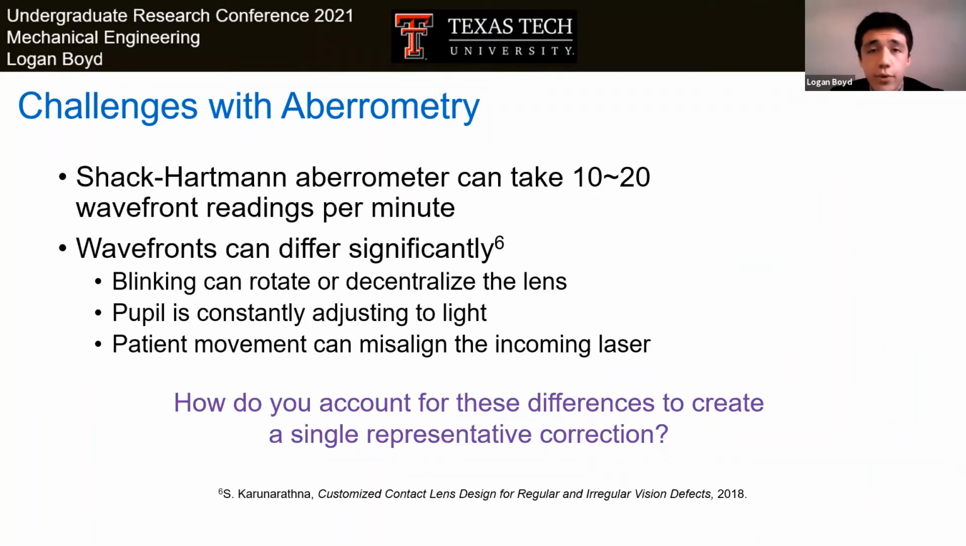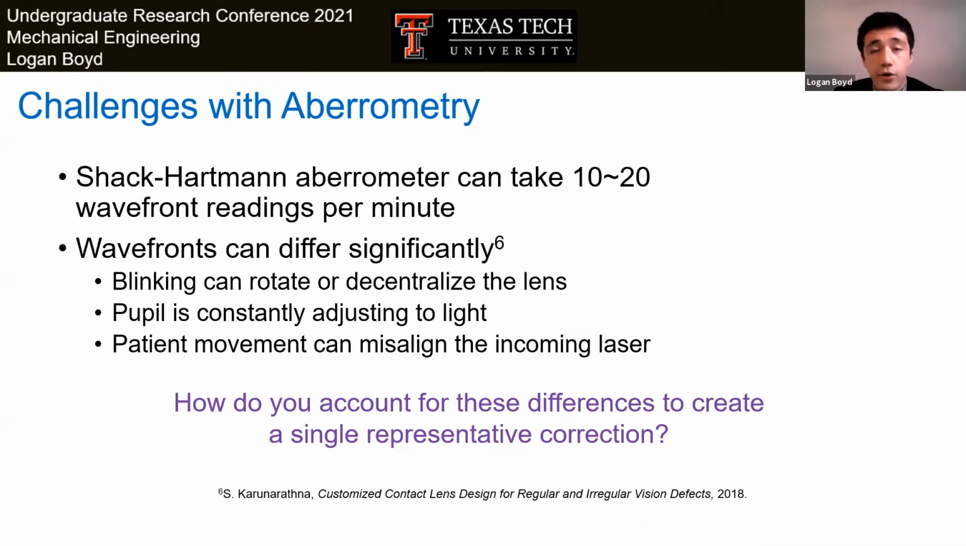Now, there are some challenges with aberrometry. Unlike an MRI or an X-ray, aberrometers take multiple readings over a period of time, and no two of them are the same. If a patient blinks, the lens may rotate or slip, and even if they don't, your pupil is constantly adjusting, constricting and dilating to adjust to the amount of light coming into your eye. So all those readings will be over different pupil radii. The question is, how do we account for these errors, and how do we create a single representative wavefront to use for a correction?